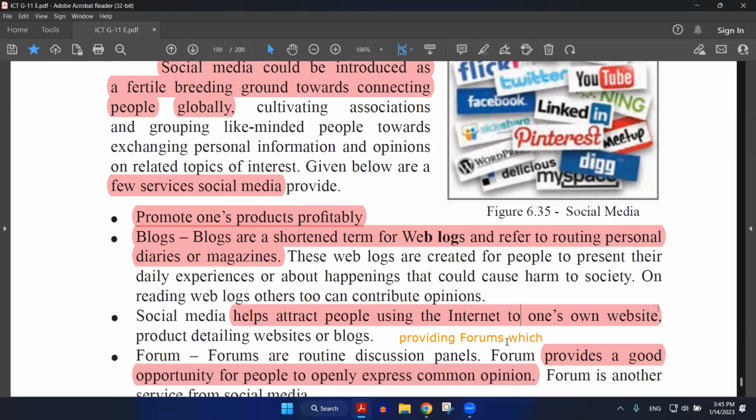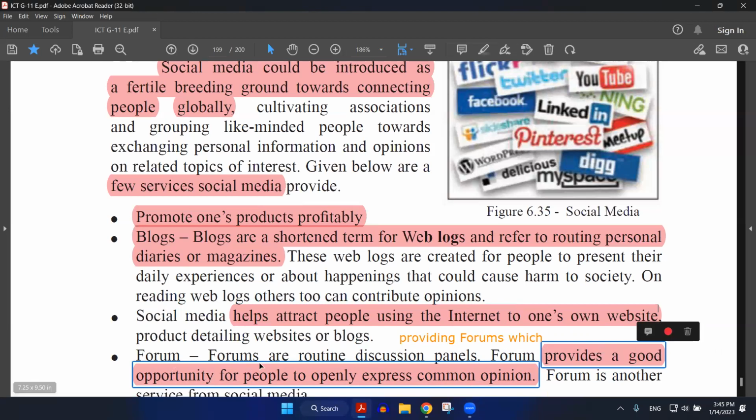Right. So when you are writing this sentence, start it with "providing forums", and then you can go with the highlighted part, right? Only when you are writing these particular things, right? So the starting point is "providing forums, which provides a good opportunity for people to openly express common opinion."